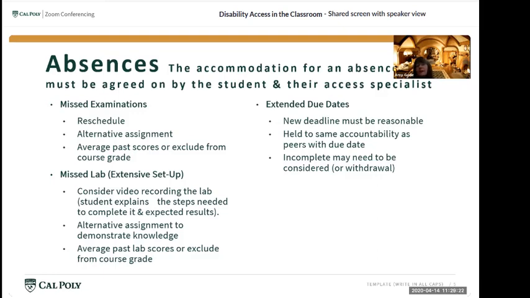Sometimes students are, they feel like too much time has passed. They don't want to study for it. They're fine. So those are some options.